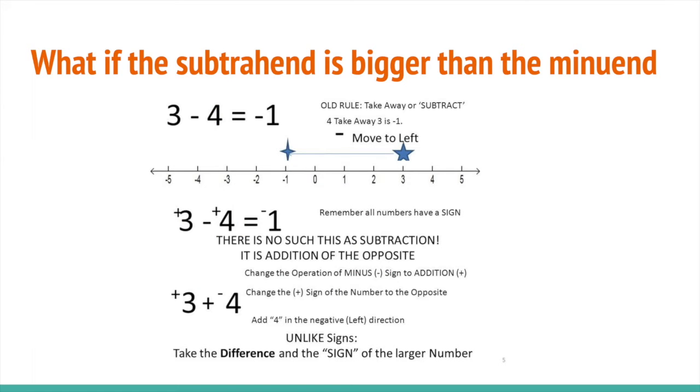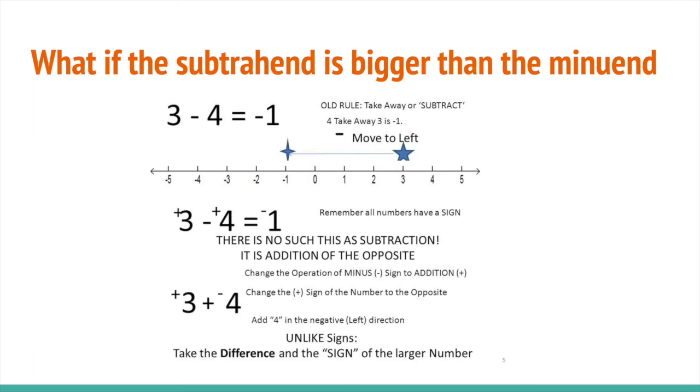Sometimes we might run into a problem where the value of our subtrahend is bigger than the value of the minuend. In this case, we have 3 minus 4. One way to think of this problem is to think of numbers as particular points on a number line. When subtracting a positive number, you simply move to the left. So we start with 3, and we move 4 steps to the left, which gives us -1.